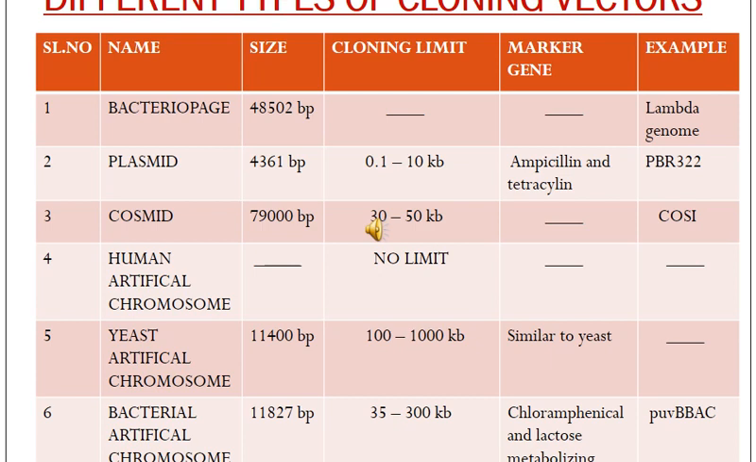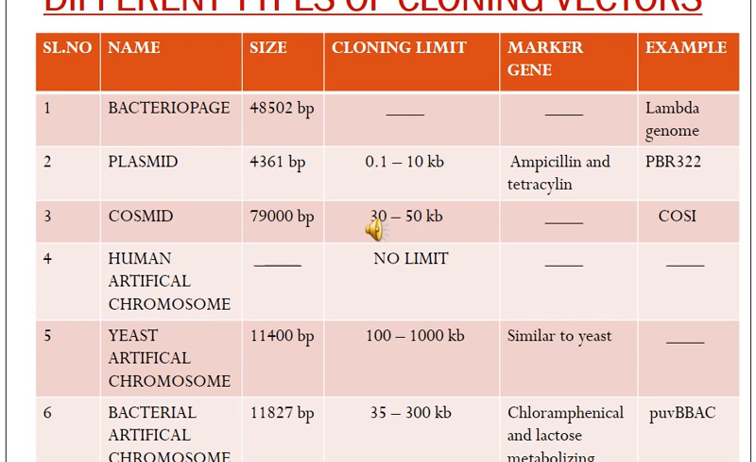And the fourth is the human artificial chromosome. It has no fixed size, there is no limit for cloning, it has no marker gene, and there is no example for human artificial chromosome to date.